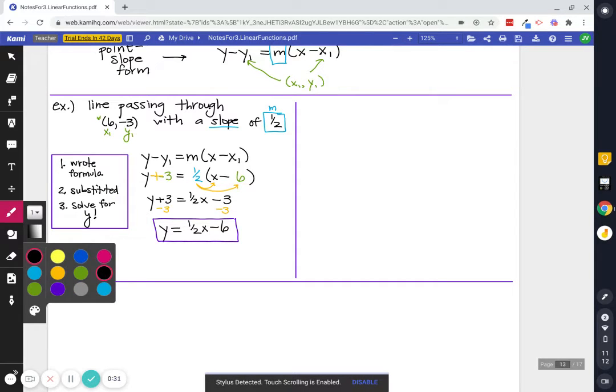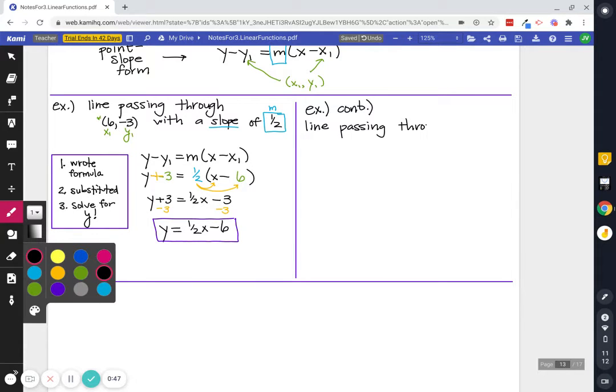So we could probably say this is our first example, but it's continued. Or changed, maybe, is a better way to say it. So what we've got here is the line passing through (6, -3). We've seen that point before. And (0, -6).